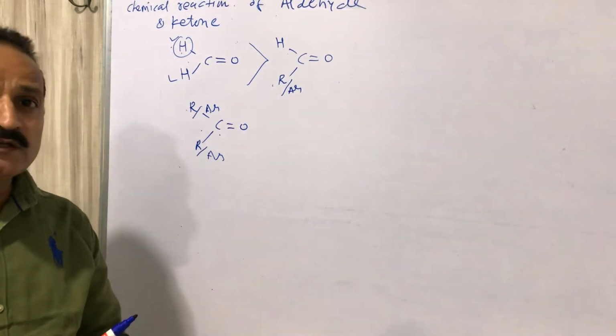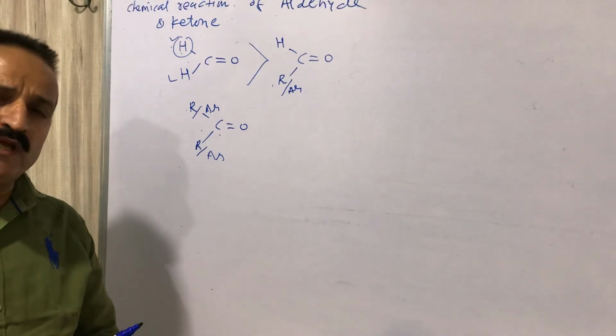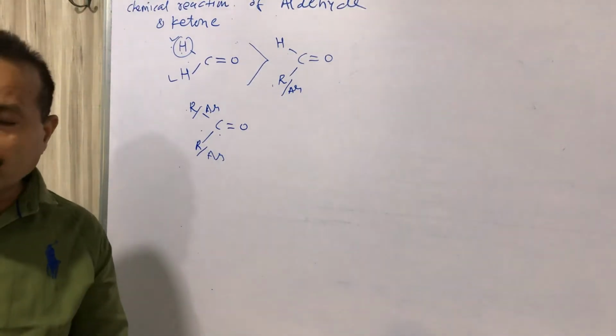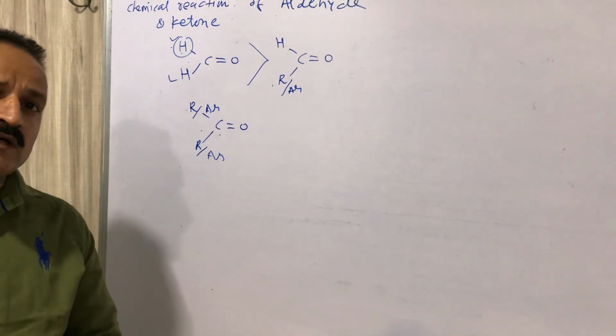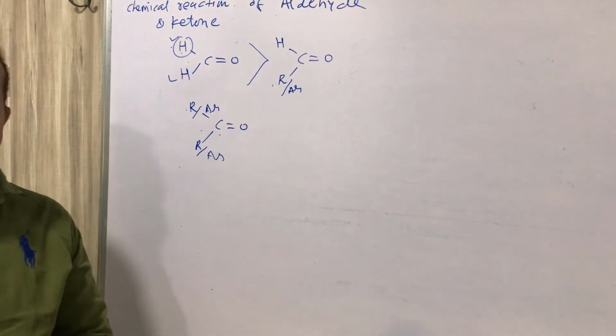So it is due to hydrogen. Hydrogen is more reactive than alkyl and aryl. So we can see here that aldehyde is more reactive than ketone. So aldehyde will give more chemical reaction than ketone.